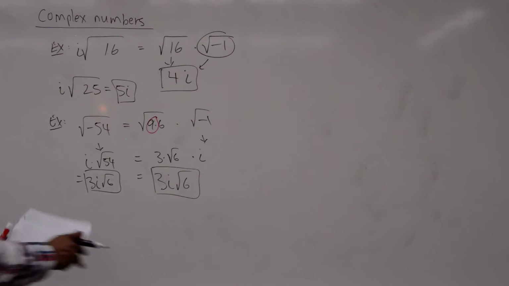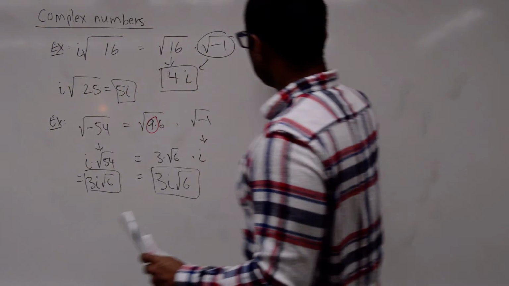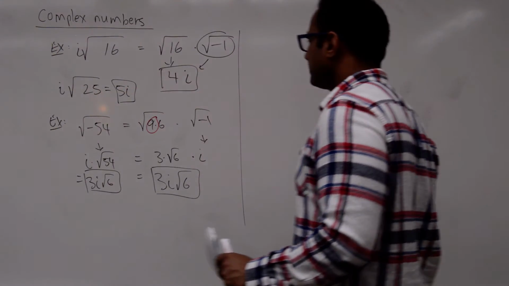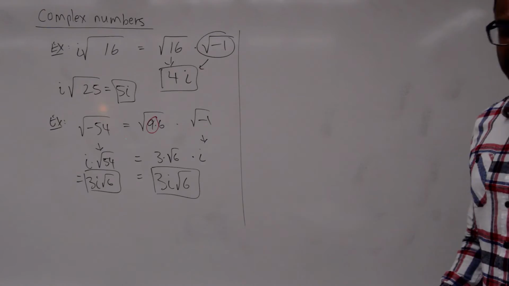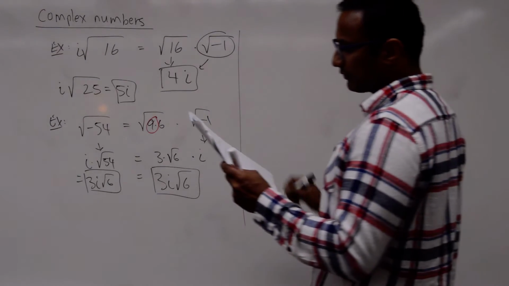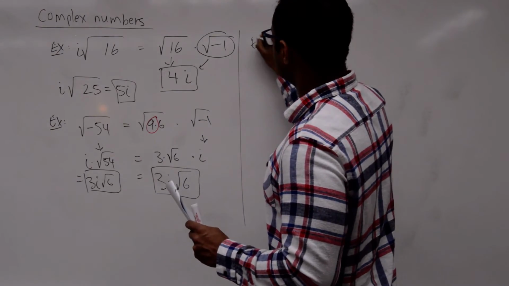Okay, so this is how you simplify a complex number. Now we're going to do some operations. We're going to add, subtract, multiply, and divide. Okay, so let's first start off by adding complex numbers.